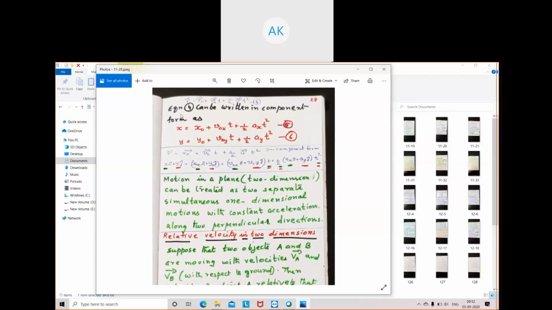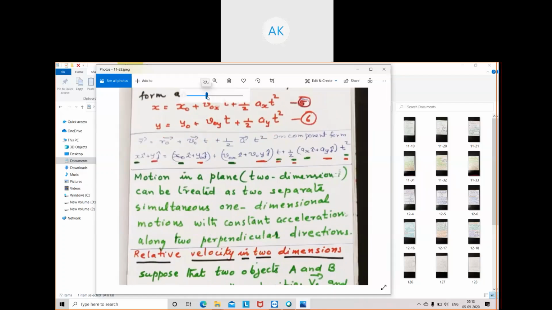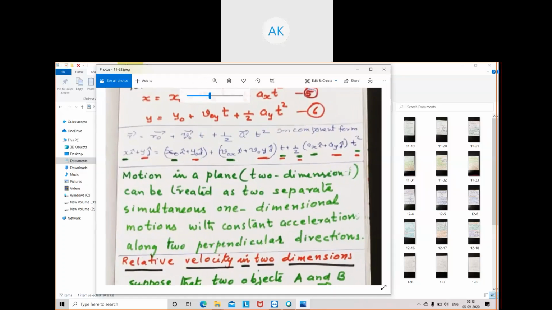See, vector r is equal to vector r0 plus v0 into t plus half a into t square. And we are writing in component form. How will you split r into component form? x i cap plus y j cap. How will you split r0 into component form? x0 i cap plus y0 j cap. And into t is the, r0, here is into t.